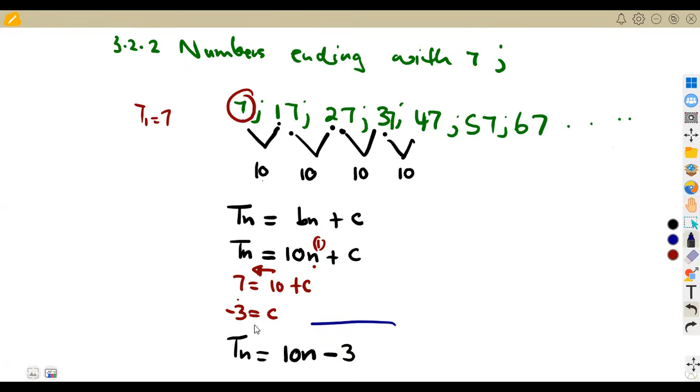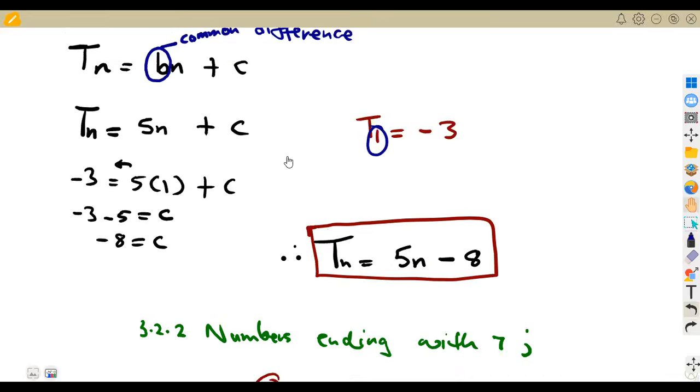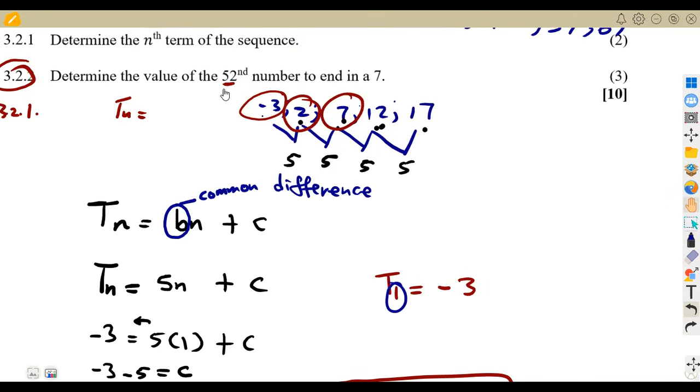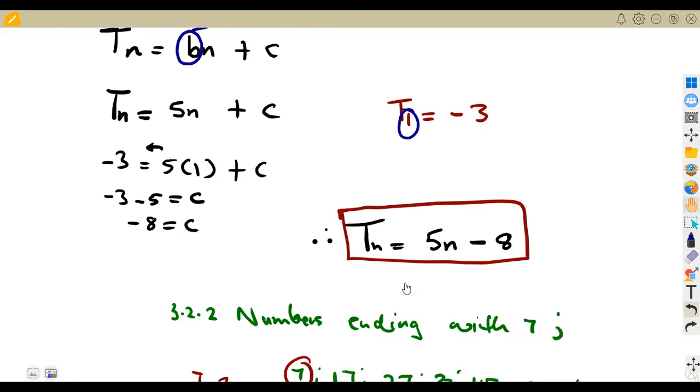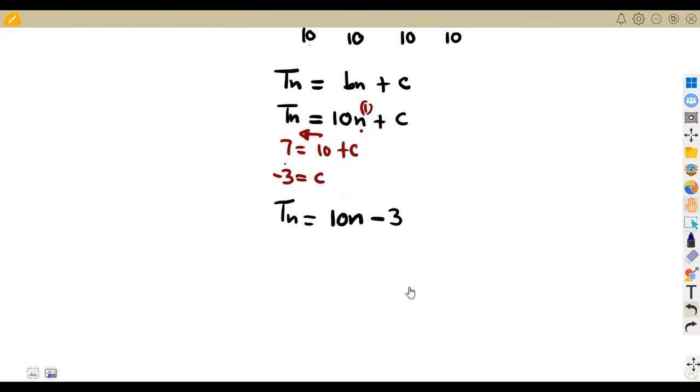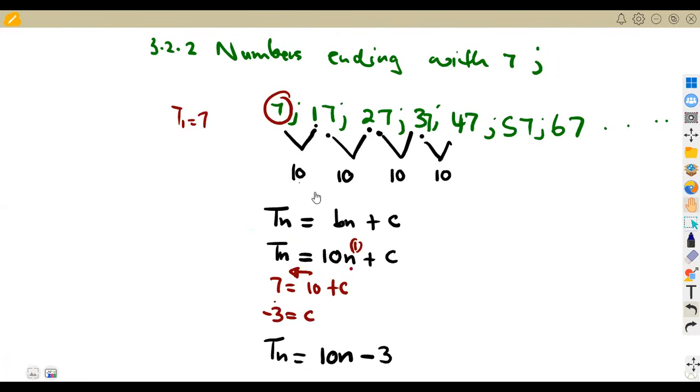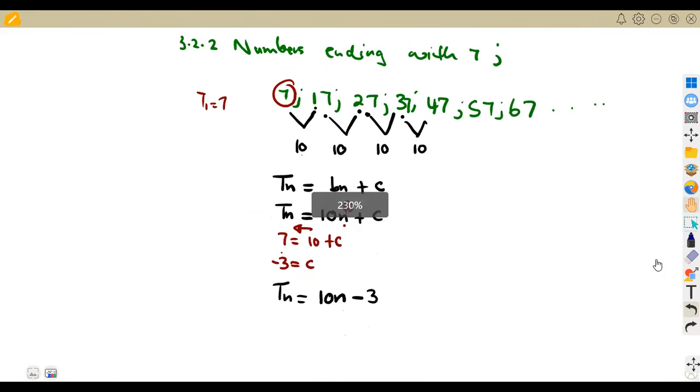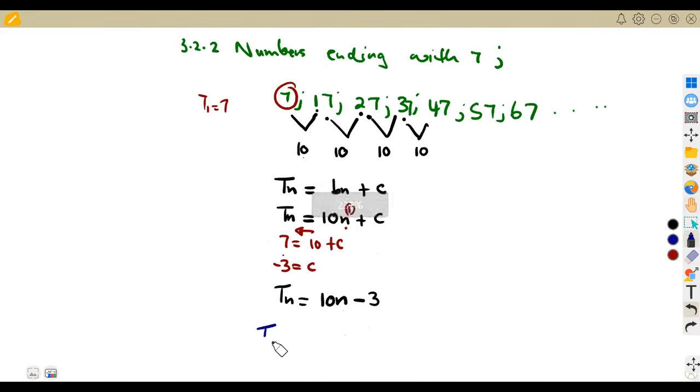So this is a new format for Tn, for the numbers that are ending in 7. So now we can find exactly T52. We say determine the value of the 52nd. So when n is equal to 52, what is T52 now? That is where we are asking ourselves this question. So that's why I said, be careful on this question, all right? So that means T52 is equal to 10 into 52 minus 3, which is going to give us what?